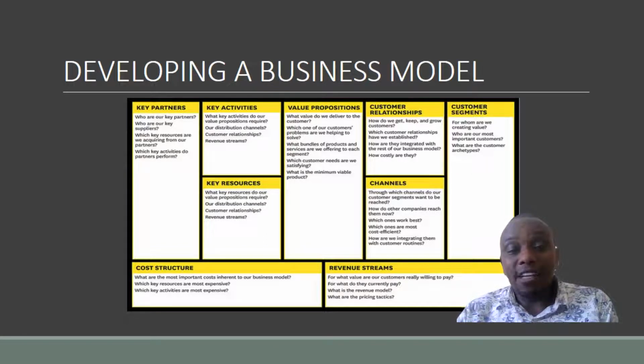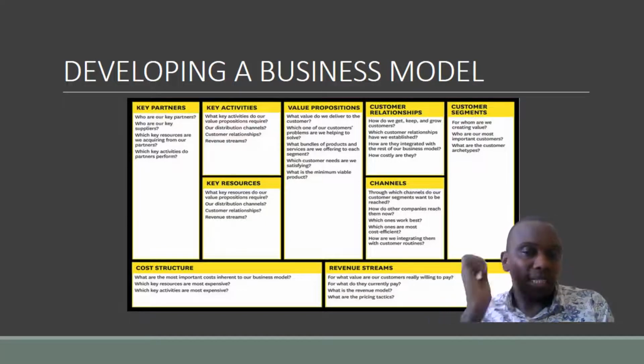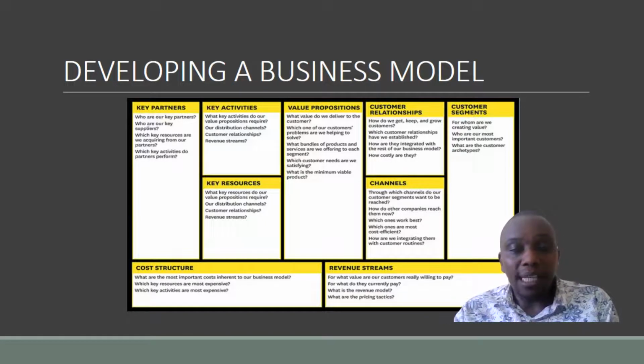Therefore, activities are very important, especially when it comes to taking the value or the benefit to the customer. The key resources: what are the most important resources that we need for us to be able to start our business or to implement our business? Now, remember, these are key resources, the most important resources. And therefore, if a resource is not important, then it means that you do not need it.